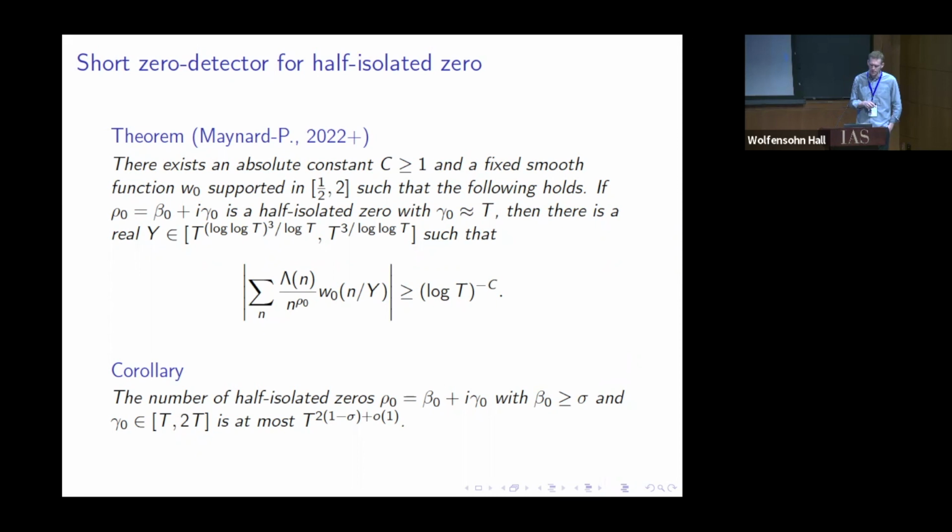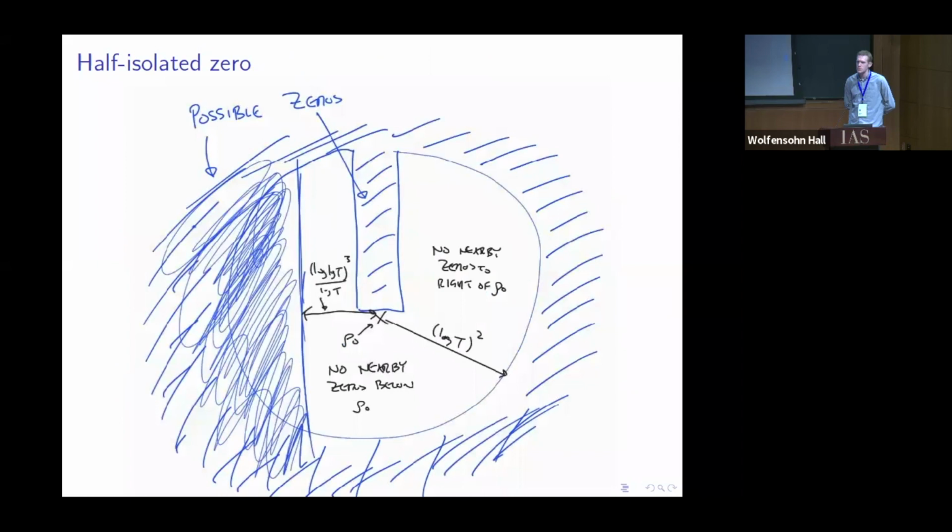Okay, any questions on this slide? Yeah? What was the radius of this circle? Yeah, something like log t squared. Going to the right over here doesn't really make sense, because if I go a distance of, you know, one, then I'm already in the half plane of convergence. But going down, I want to have a large space where there are no zeros here.